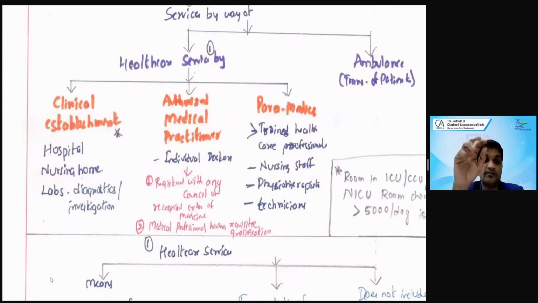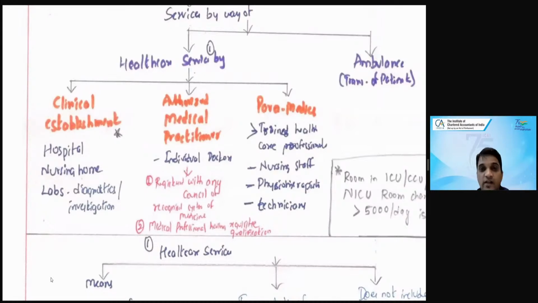So any authorized medical practitioner, if he is providing services to an individual, is exempted if he is registered with any council of a recognized system of medicine. We have allopathy, homeopathy, siddha, unani, so many kinds of medical practice. Each of these has a council, like Ayush for yoga, and each body will be there for different types of practices. So registration with any of these councils is mandatory, and he should have the requisite qualification.